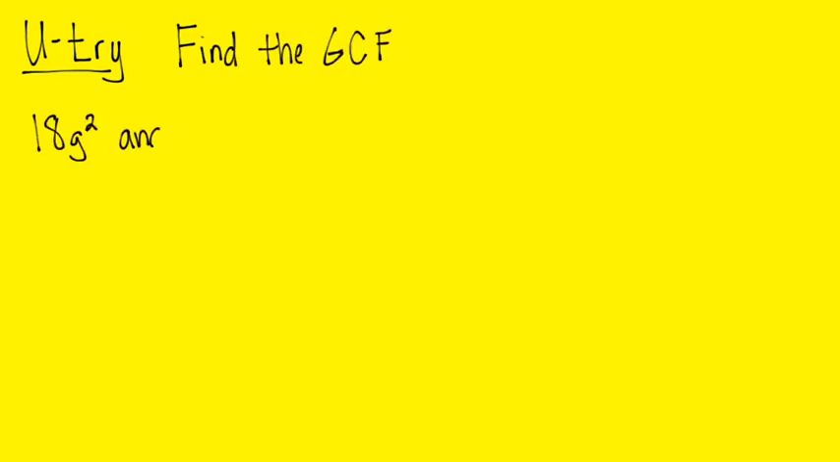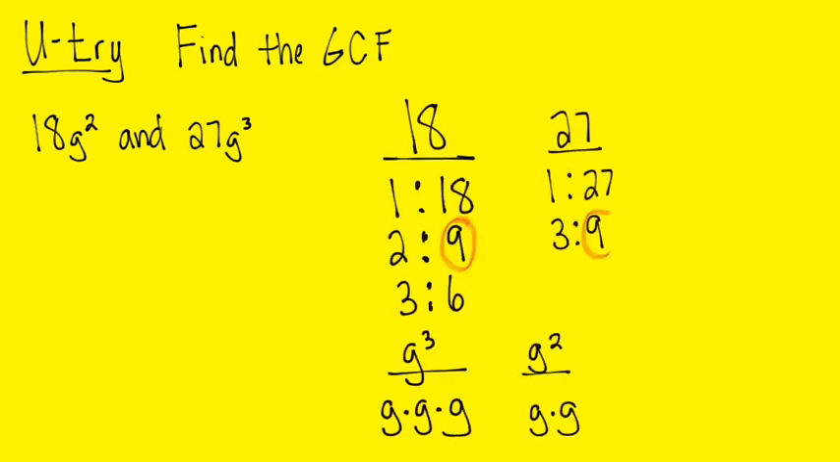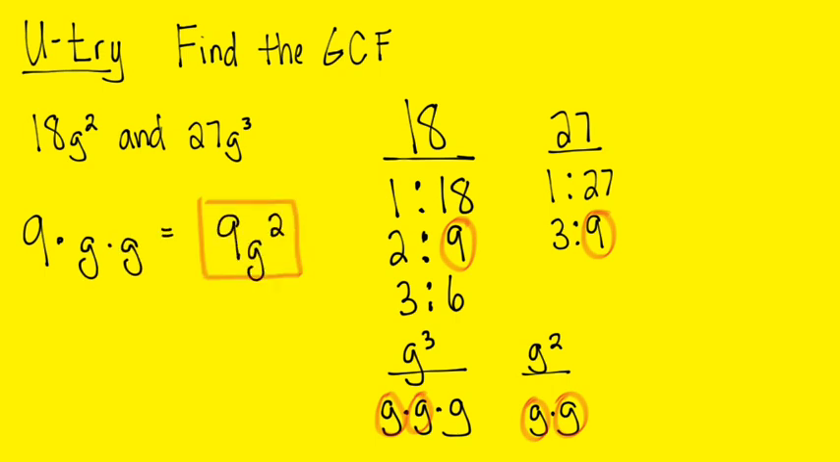Go ahead and try finding the GCF for these two terms, please. Pause the video here, and then we'll see how you did. So when I think through these things, I think 18 is 9 times 2. That's the largest ones. And 9 goes into 27, so I know 9 is going to be the largest whole number. And then they both have 2 g's. So 9g squared.